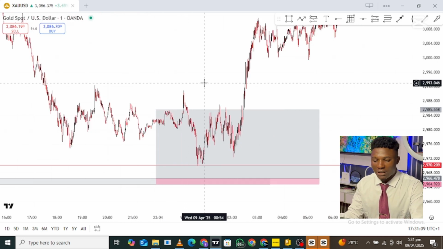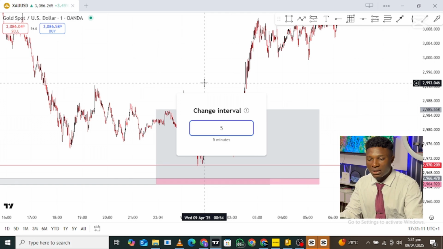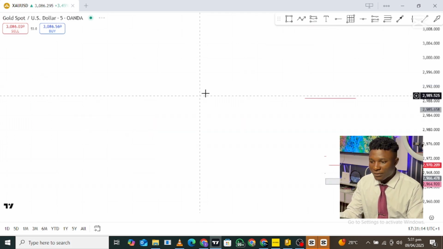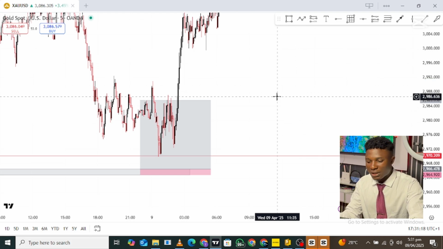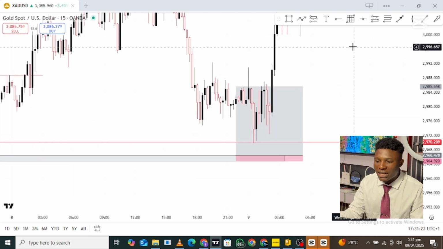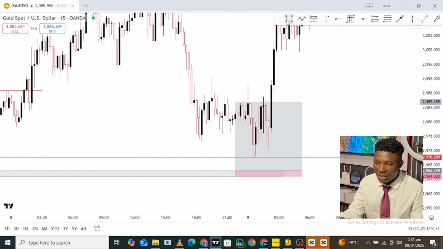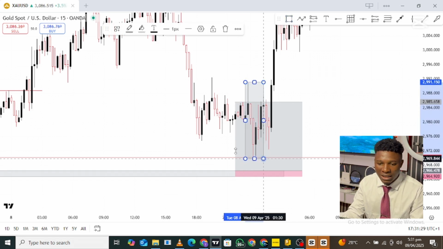Let me go back to your 5 minutes time frame. Okay, let's start with the 15 minutes time frame, because I want to explain something. You have to analyze this particular range, from this particular high to this particular low. Consider price ended up taking out this particular low.